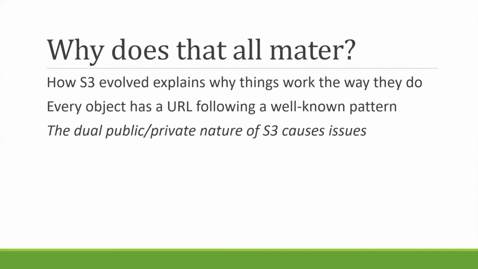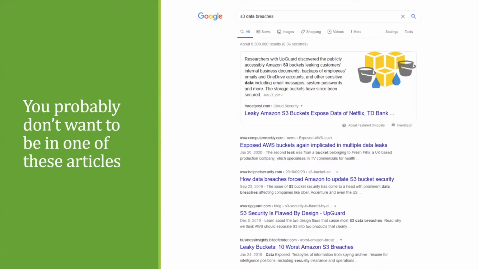Well, I think some of the history of how S3 evolved explains the way it works today, partly just to support backwards compatibility. Every object still has a URL following a well-known pattern, and this dual public-private nature has been the cause of various issues, and we've heard some other talks focusing on security mention this as well. You don't want to be in one of these articles that you get when you search for S3 data breaches, but there's a lot of them.